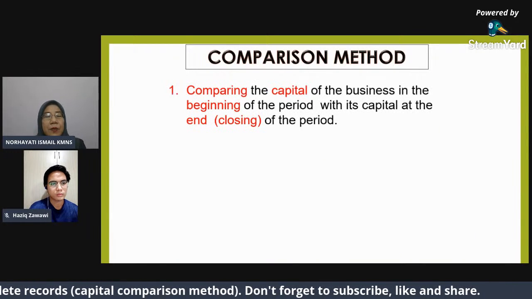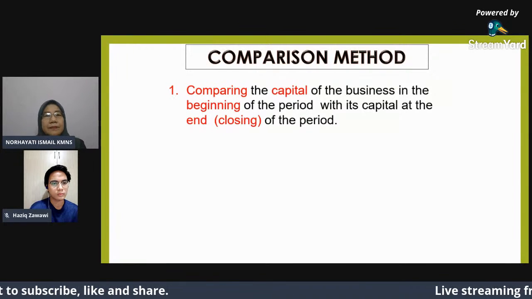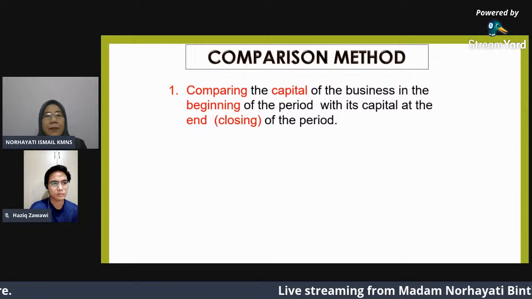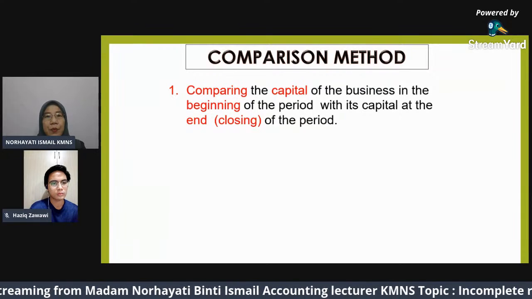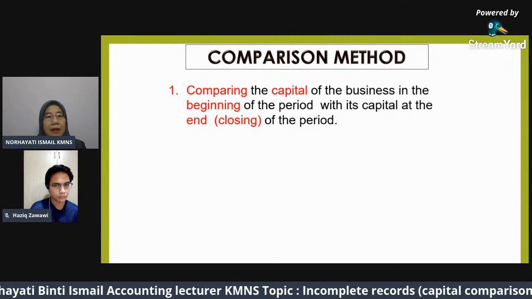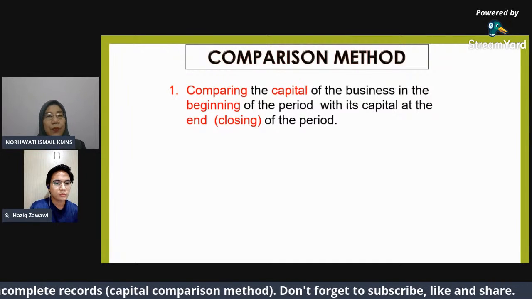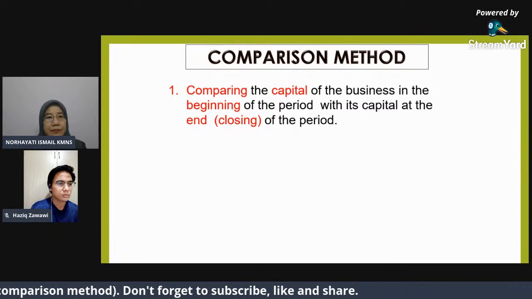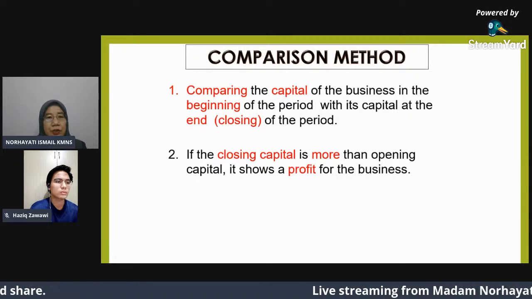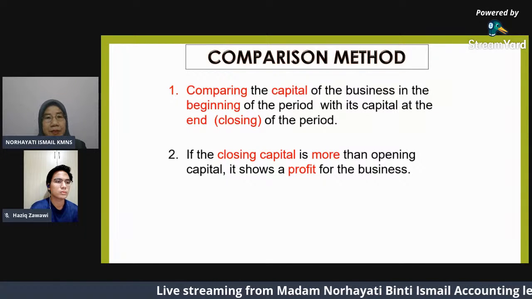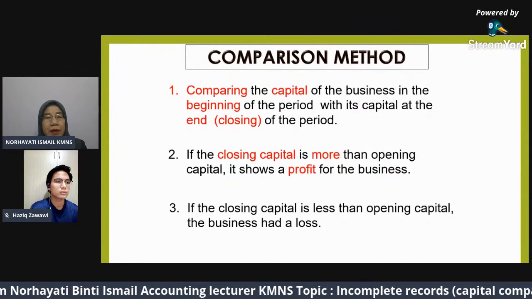What is meant by the comparison method, sometimes called the capital comparison method? We have to compare the capital of the business at the beginning of the period with its capital at the end of the period. So we must compare the beginning capital with the ending capital. If the closing capital is more than the opening capital, it shows a profit for the business. And if the closing capital is less than the opening capital, then we have a loss.